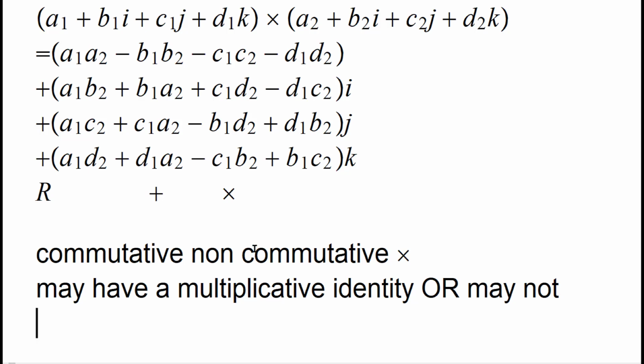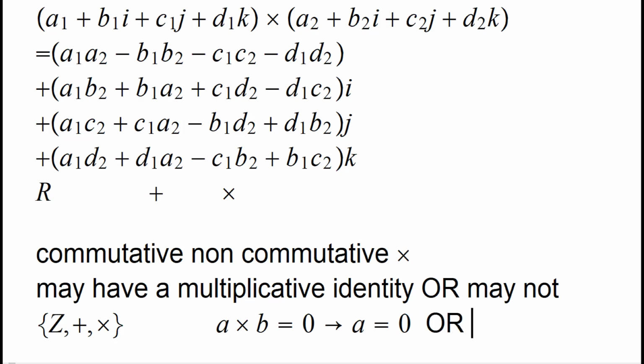For instance, if you look at the ring of integers, the way we took it, that is Z with plus and then product, what we have is that if we have a times b equals 0, then that automatically means that one of them has to be 0, right? That either a is 0 or b is 0, right?